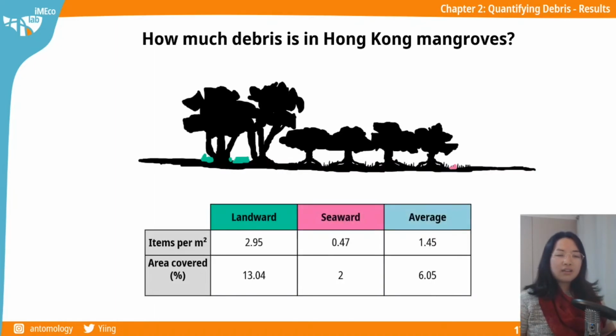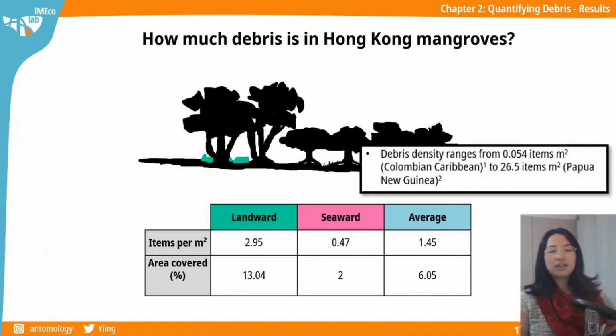So what did I find in terms of actual numbers of how much debris is in the mangroves? Well, I'll talk about my landward and seaward side differences later, but in terms of average items per metre squared, it was 1.5, and in terms of average area covered, it was about 6%. So you can see that when we go back to the previous studies that have been performed, Hong Kong is at the cleaner end of the amount of rubbish that can be found in our mangroves. Except I wouldn't say that that's a complete good news story.